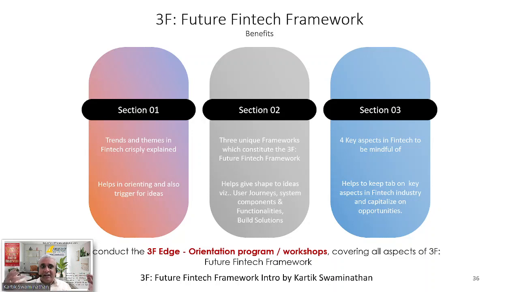Again, we started with the fact that the whole 3F Future Fintech Framework is broken into 3 sections. The first section is trends and themes in fintech, very crisply explained and simplified, even for non-techies. You remember there are 63 themes which encapsulate almost everything happening in this ecosystem, right? And what is the benefit of it? It helps you in orienting, and these 63 themes become triggers for your ideas. So that's section 1.